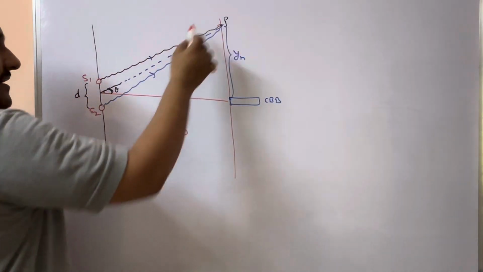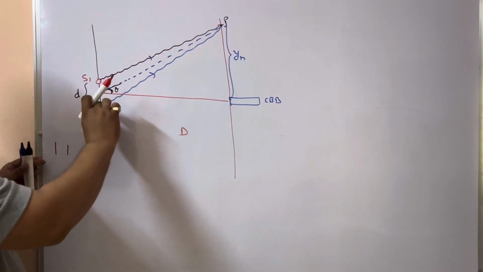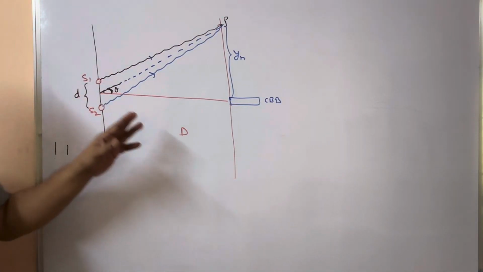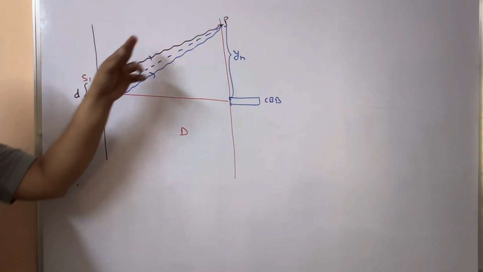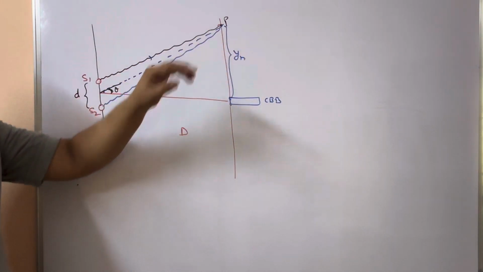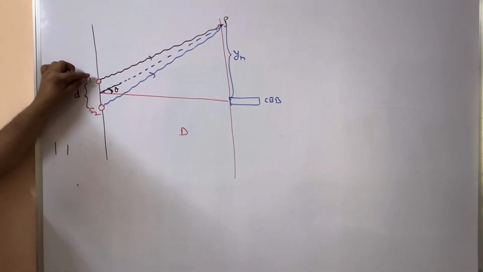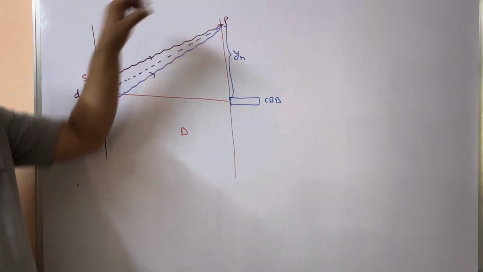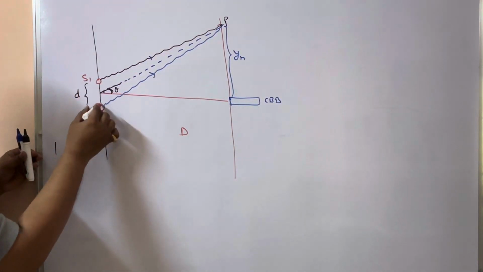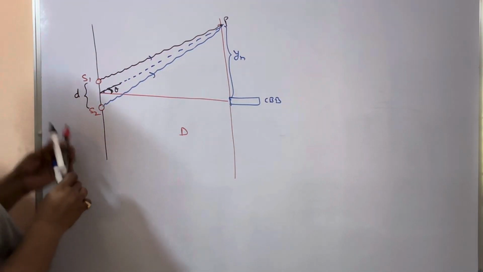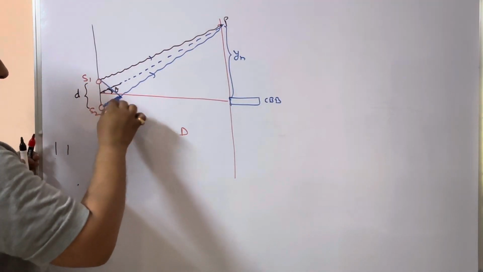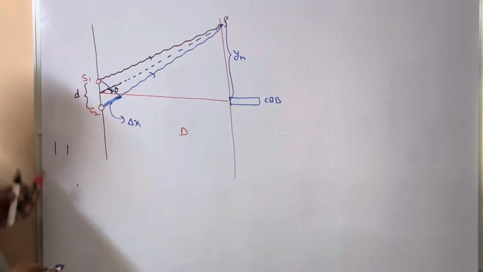From S1 to P, a wave is traveling, and from S2 to P, a wave is traveling. We are not deriving another equation. According to common sense, which wave is going to reach P first, the one starting from S1 or the one starting from S2? We can say very easily, the one starting from S1 will reach P first, then S2. Therefore, some path difference is going to happen between S1 and S2. What is the path difference? This one. This path difference we are going to call delta x.